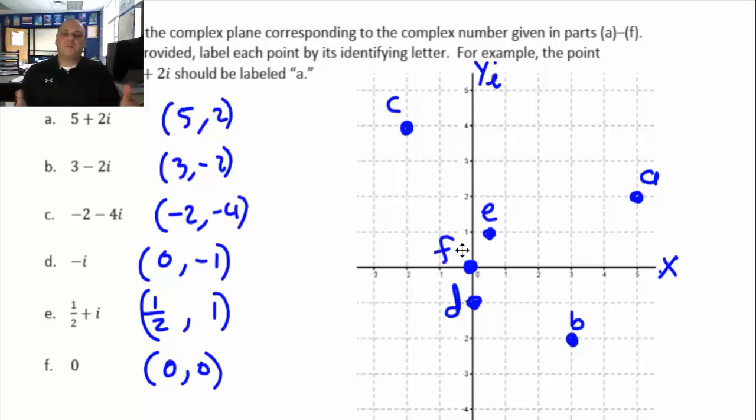And so, very simple. We graph these complex numbers kind of just like real numbers. The real component is the x. The imaginary component is the y.